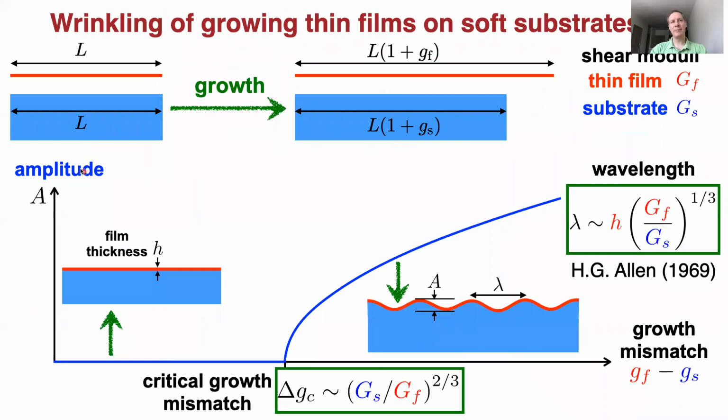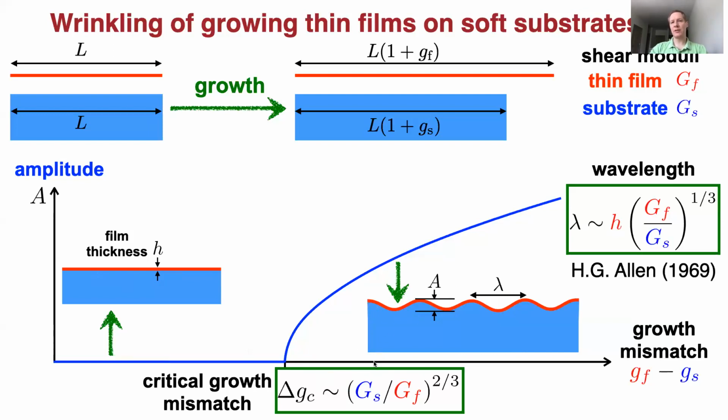As we already said, the wrinkling typically happens when you have a thin skin on a soft substrate. And importantly, this happens when the skin is growing faster than the substrate. So this factor g_f and g_s will tell you by what fraction the length increased after growth for the film, and g_s, by what fraction the length increased for the substrate. And if we force this skin and substrate to be bonded together, then if the mismatch of growth is smaller than some critical value, the film will stay flat. But if the mismatch in growth is larger than this critical threshold, then it's going to form wrinkles.